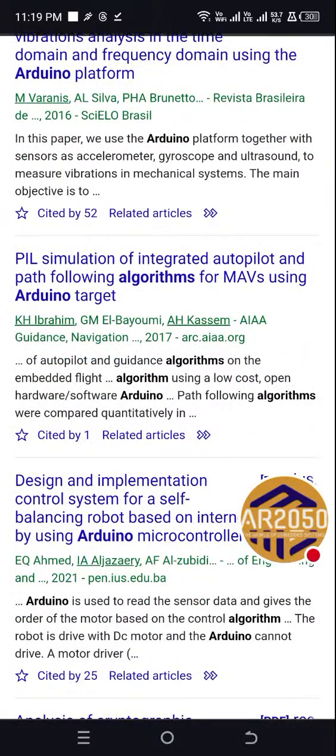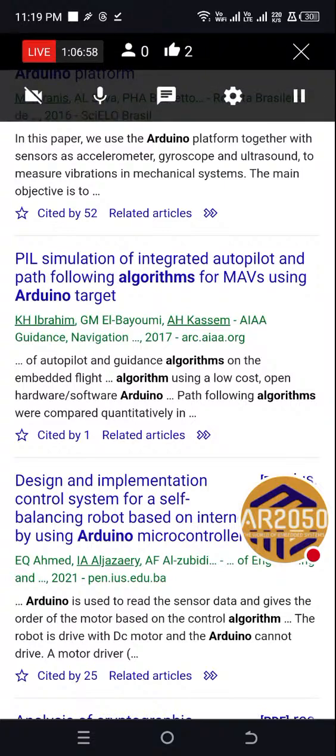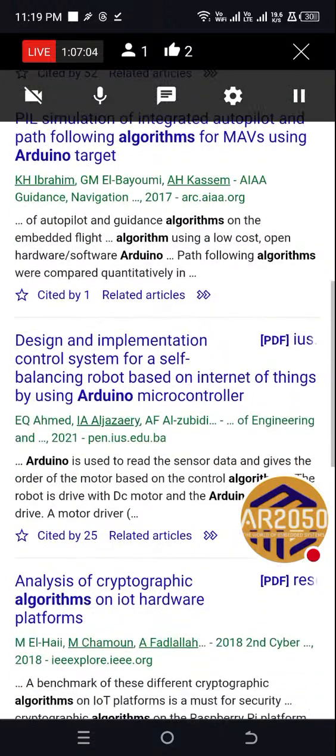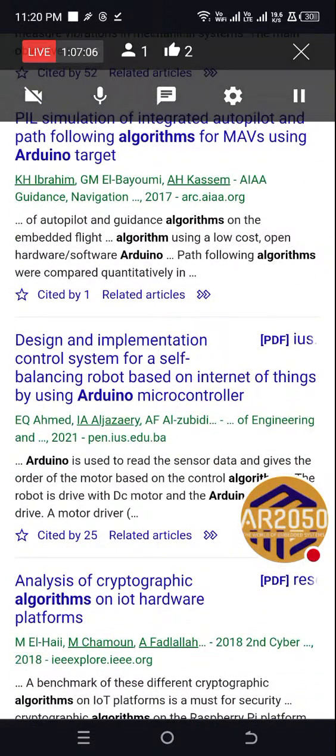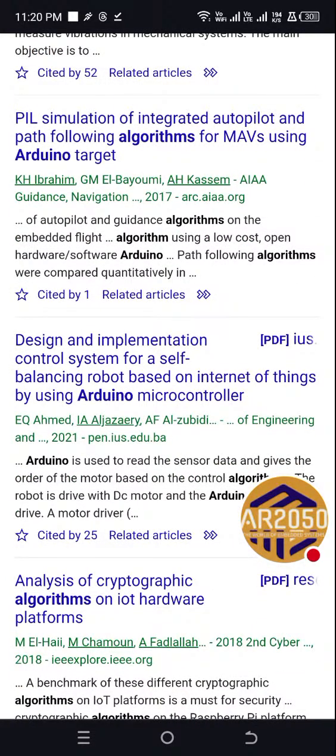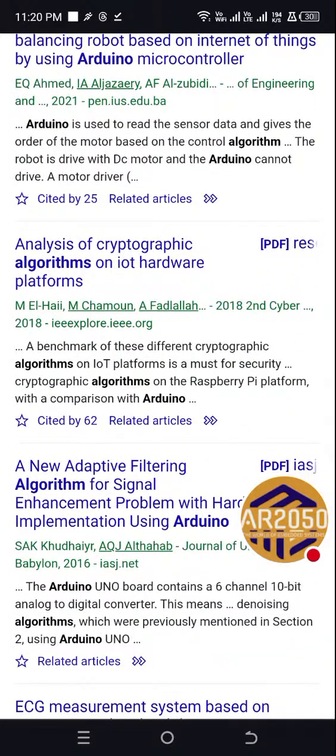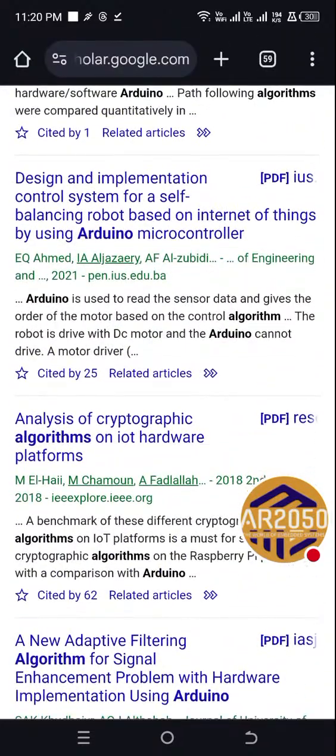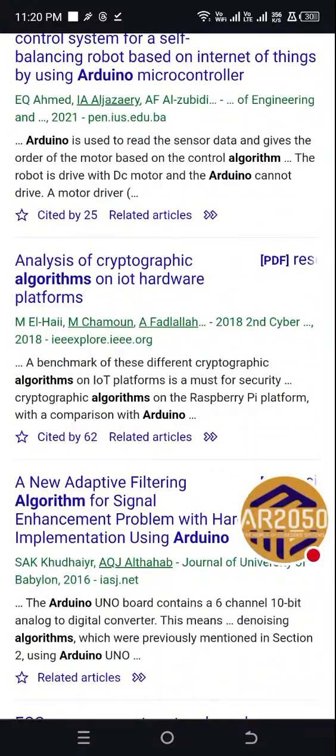PAEL simulation for integrated autopilot and path following algorithms for MAVs using Arduino Target. Designing an implementation control system for self-balancing robots. If you want to do a control system, self-balancing robot, and robotics, if you are interested, this one is a good project. Analysis of cryptographic algorithms on IoT hardwares.